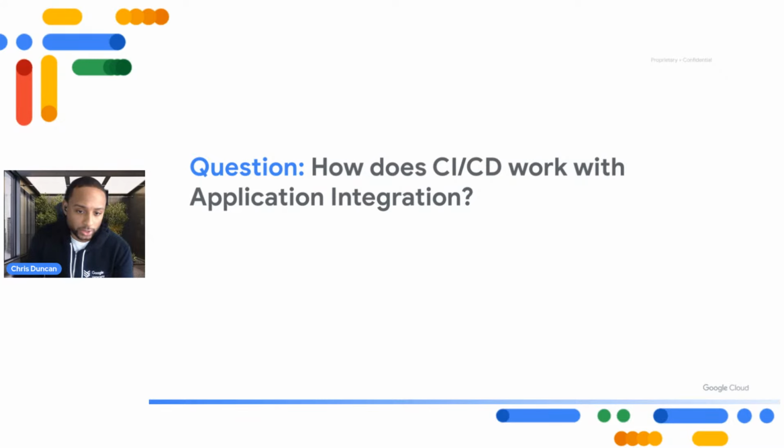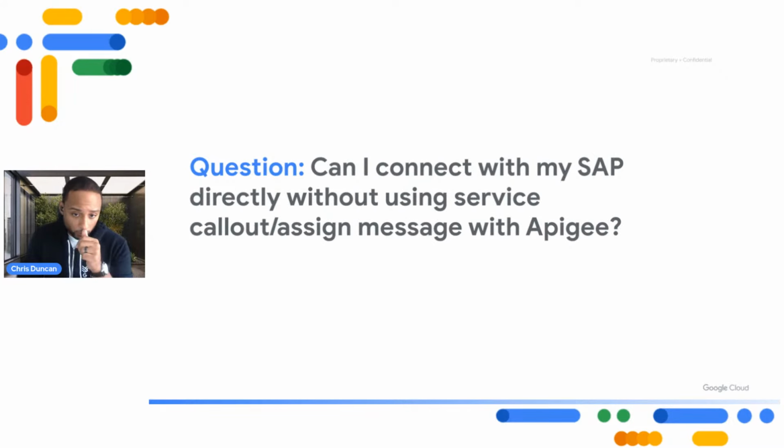For the next question, can I connect with my SAP directly without using service callout and assign message with Apigee? Absolutely. Right. Like as Pramod talked about before, in Apigee, our API management solution, we do have policies called service callout and assign message. They do two different things, but the service callout can call out to the integration in that aspect. I think that we have another question in regards to Apigee and application integration working together.